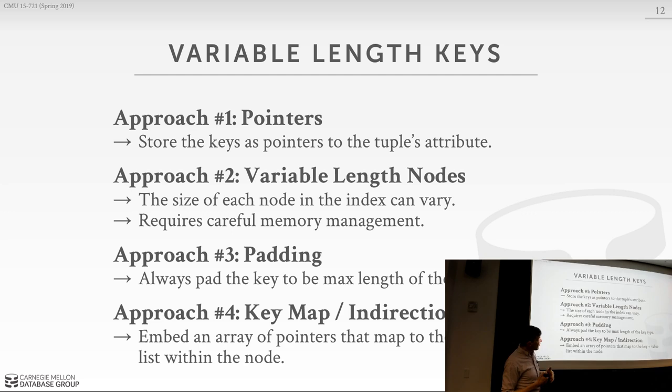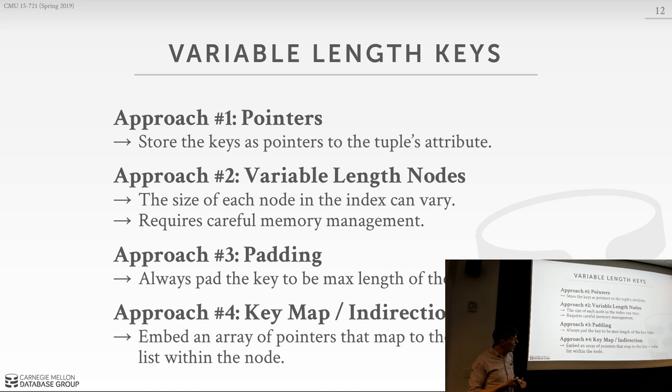The reason why this sucks is because now, if you're doing a memory pool like we talked about before, you have to have different size pools for all these different node sizes. And then you're going to have potentially more fragmented memory, and this is harder to manage. So for this reason, nobody actually does this.